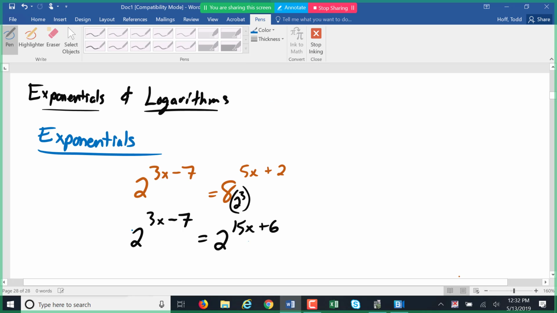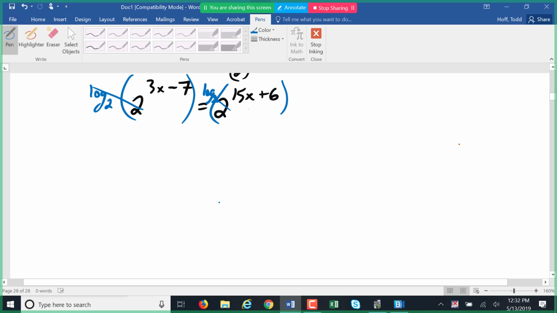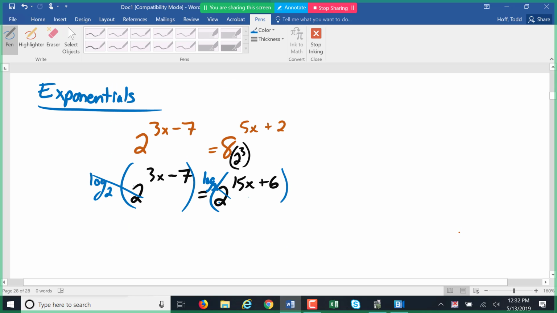Because these had the same base, the base of 2 in our exponent, we could eliminate both of them with a log base 2. So they disappeared, and we had an equation like 3x minus 7 equals 15x plus 6. And we could solve from there.